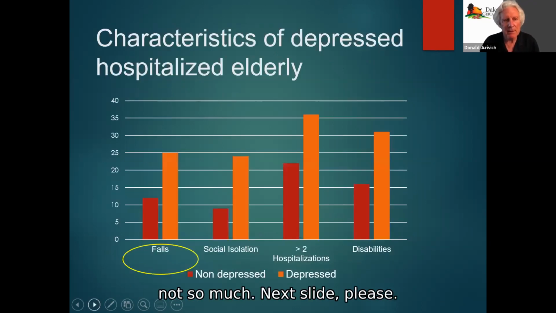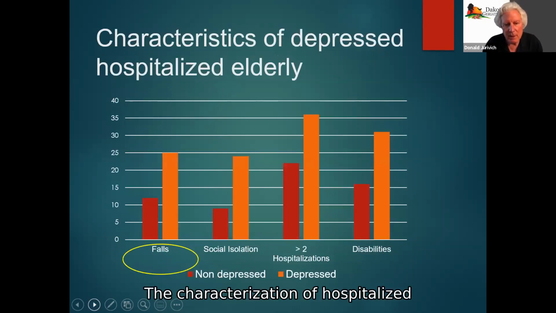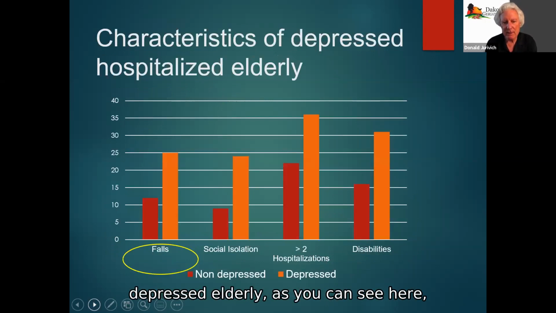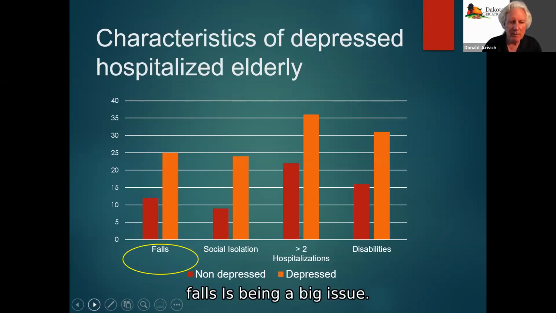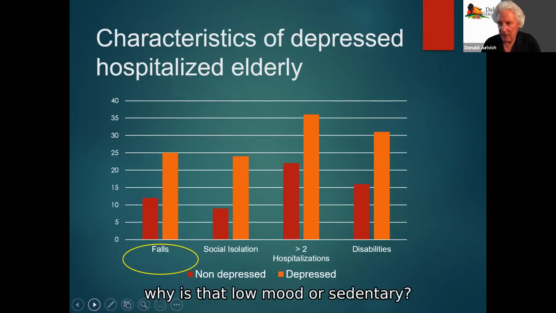Okay, next slide, please. So the characterization of hospitalized depressed elderly, as you can see here, in the orange bar are the depressed individuals, and the red are the non-depressed, right? So you can see that I've circled falls as being a big issue. And you might think, well, why is that? Is it their low mood or sedentariness?